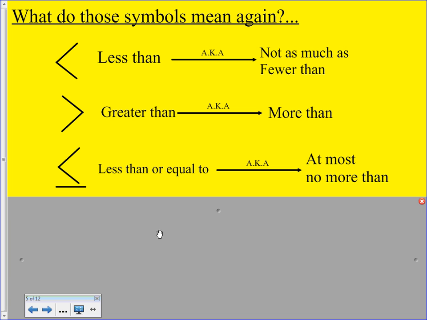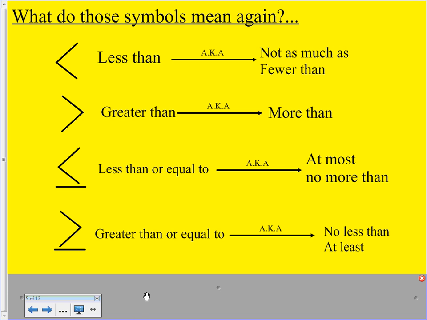This one is used a lot if you have a certain amount of money that you can spend. You can spend no more than that money, but you could spend less than that money. Greater than or equal to is used a lot when we're talking about fundraising, if we want to make a certain amount of money. So no less than or at least are the words we want to look for there.